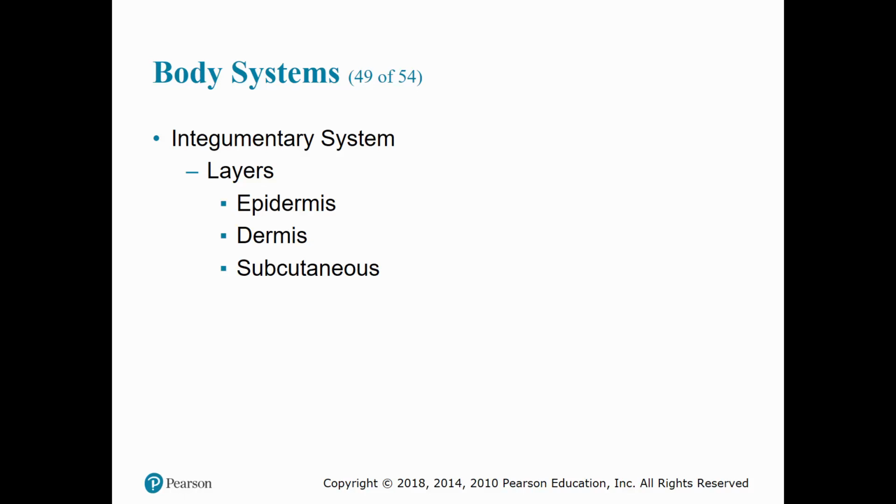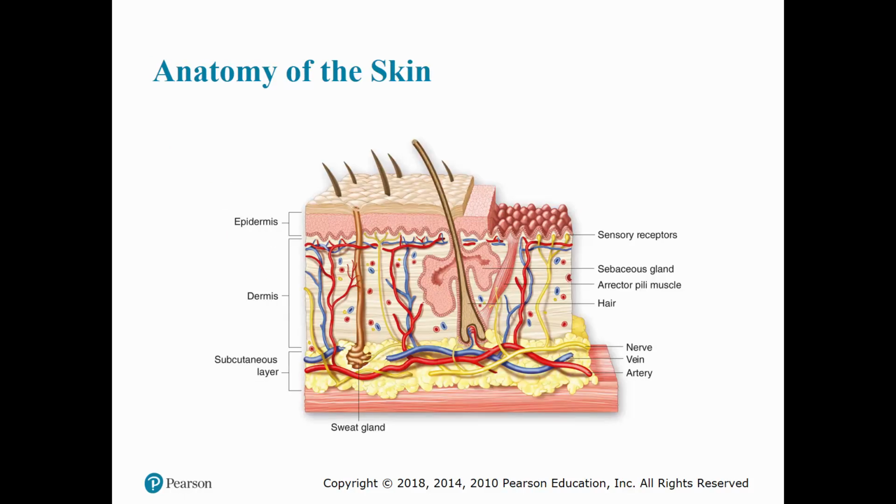Just below the dermis is a layer of fatty tissue called the subcutaneous layer, or subcutaneous connective tissue. It varies in thickness depending on what part of the body it covers. Subcutaneous tissue of the eyelids, for example, is thin, but that of the abdomen and buttocks is very thick. So you have your epidermis, your dermis, and subcutaneous layer. Your arteries and nerves and veins all run through the subcutaneous layer.